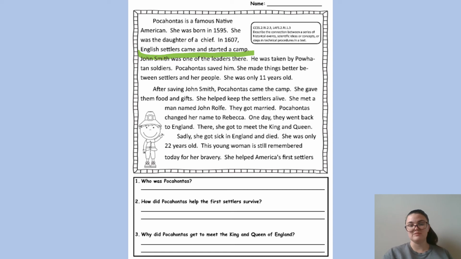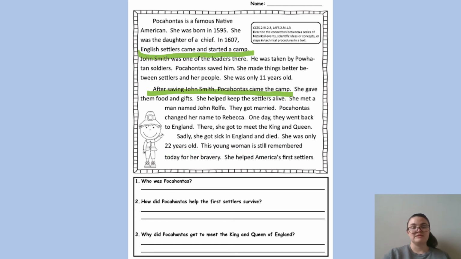After saving John Smith, Pocahontas came to the camp. She gave them food and gifts. She helped keep the settlers alive. She met a man named John Rolfe. They got married. Pocahontas changed her name to Rebecca. One day they went back to England. There she got to meet the king and queen. Sadly, she got sick in England and died. She was only 22 years old. This young woman is still remembered today for her bravery. She helped America's first settlers.